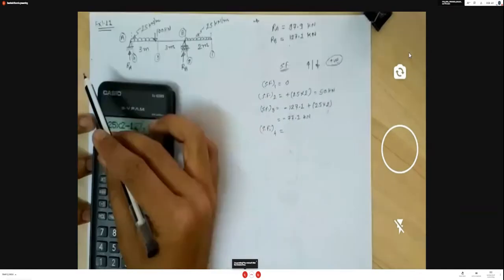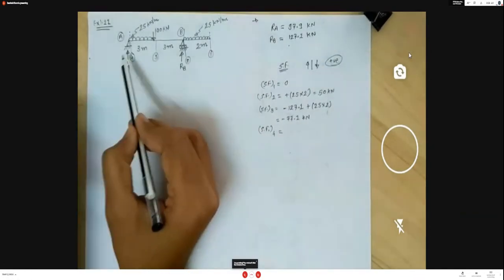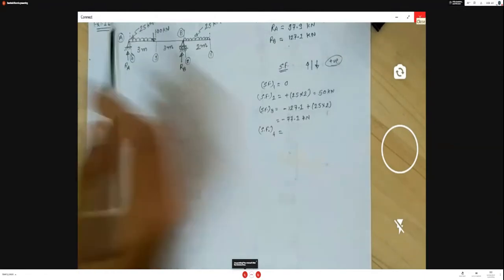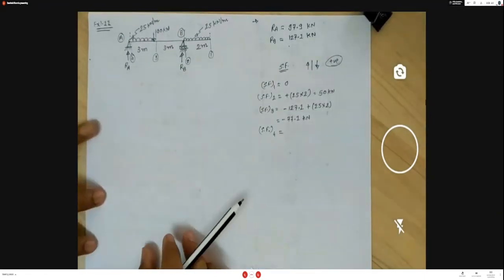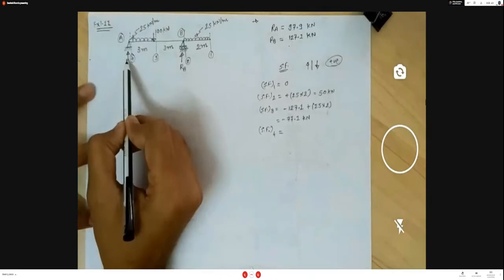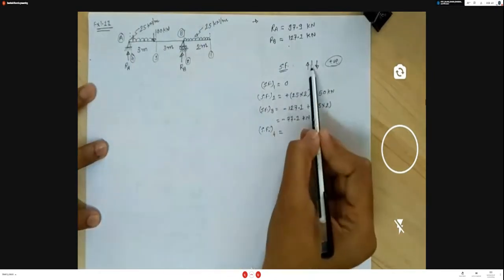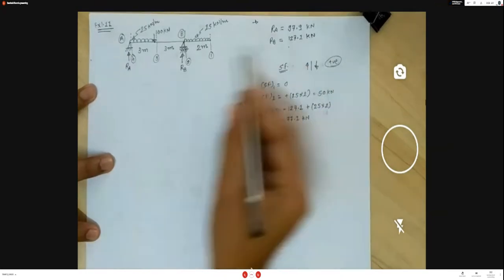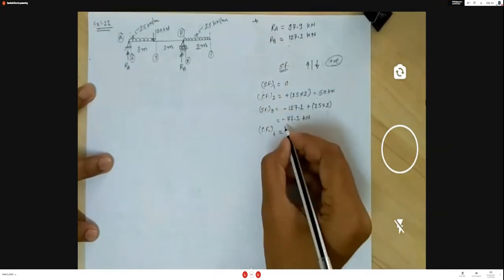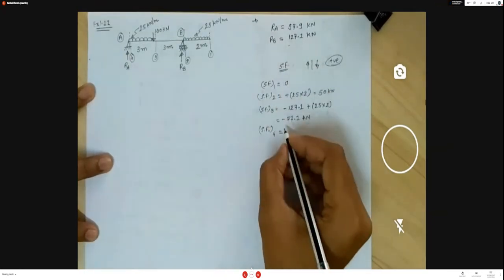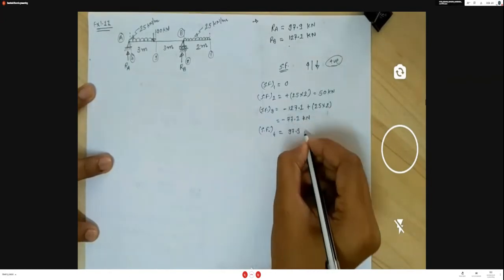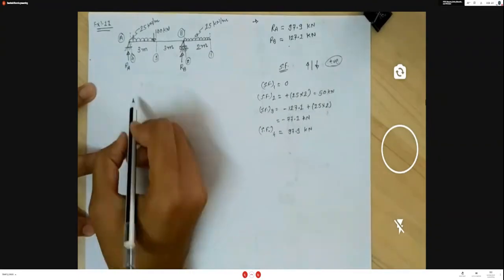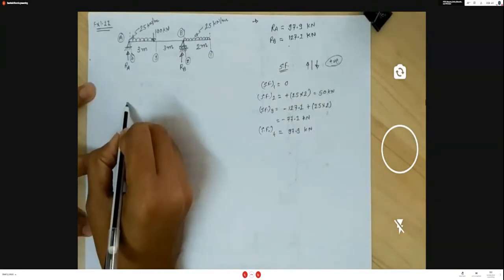Now shear force at section 4. So now consider the left hand side portion. Left hand side, only one reaction is there, RA, and the left hand side reaction is upward. So left hand side sign convention, upward is positive. Okay. So reaction RA is 97.9, positive.